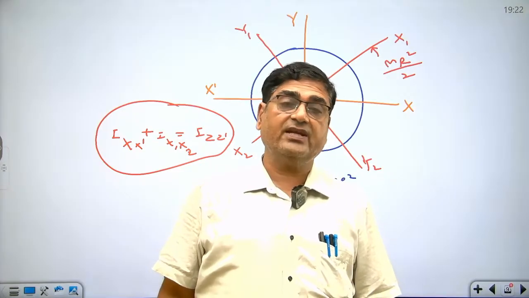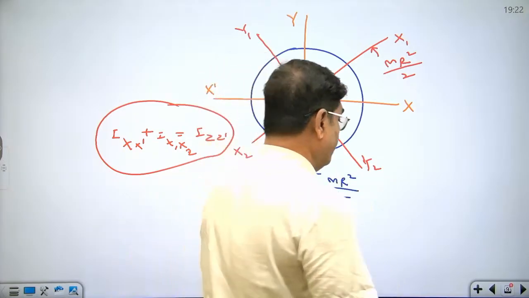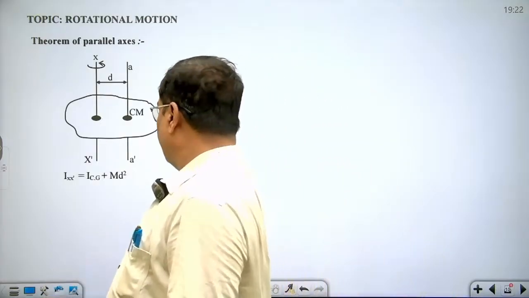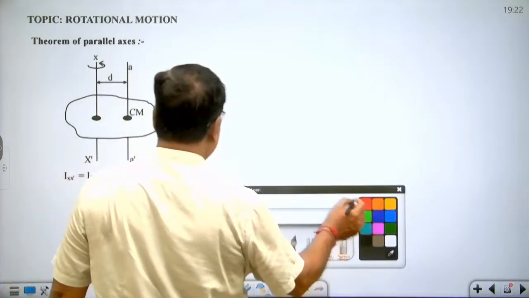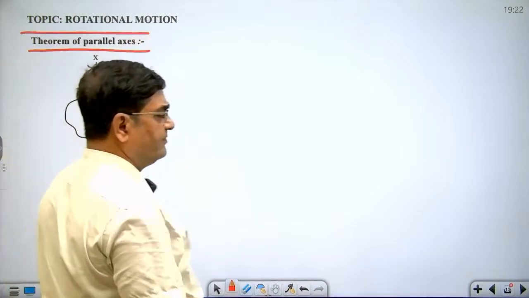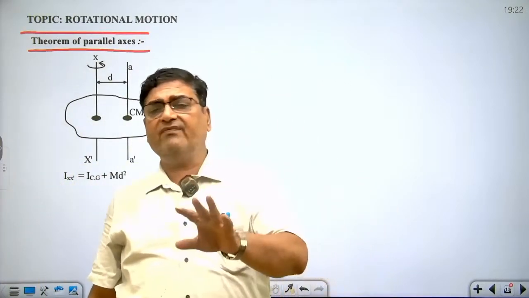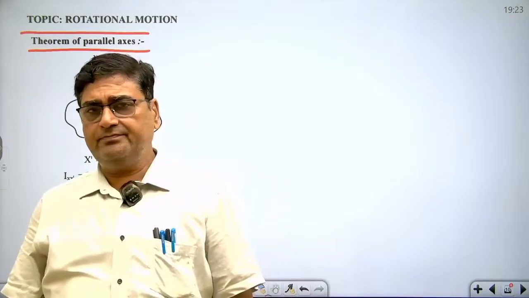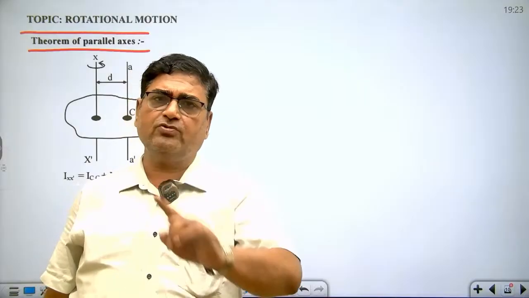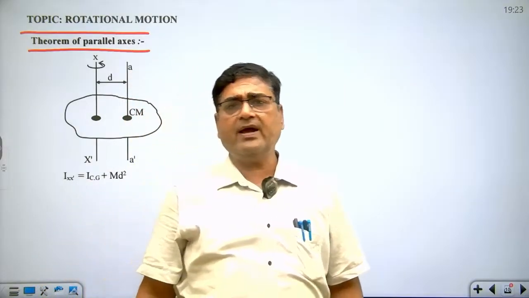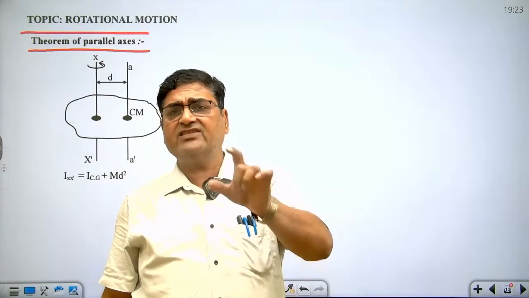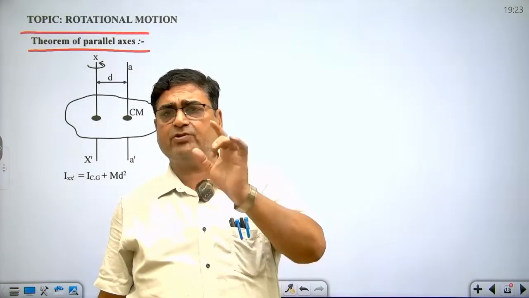Now we will understand the concept of the parallel axis theorem. Dear student, why is the name parallel axis theorem? This theorem is used to transfer the moment of inertia from an axis to another parallel axis. But this theorem is applicable only when, out of two parallel axes, one axis passes through the center of mass of the system. And also remember, the moment of inertia of any system remains minimum about an axis passing through its center of mass.